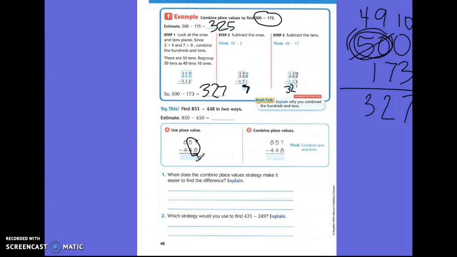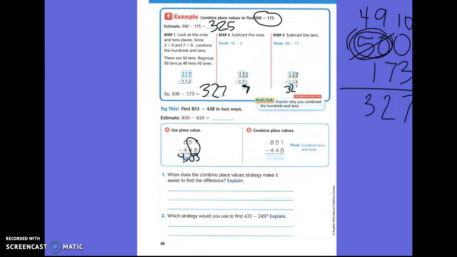Do you put anything in the tens place? No. Well, you do put something, you put a 0. Now can we do 8 minus 4? Yes, that's easy. What is 8 minus 4? 4. Okay, so that was one way.